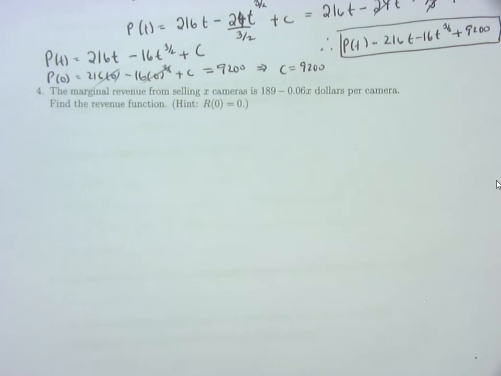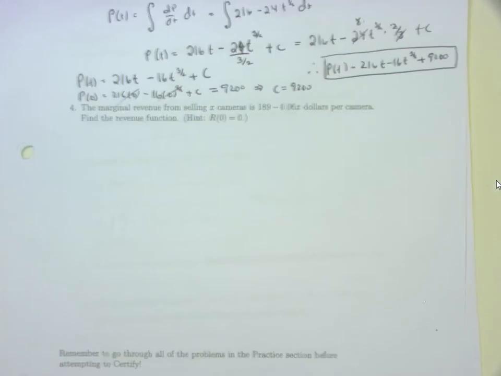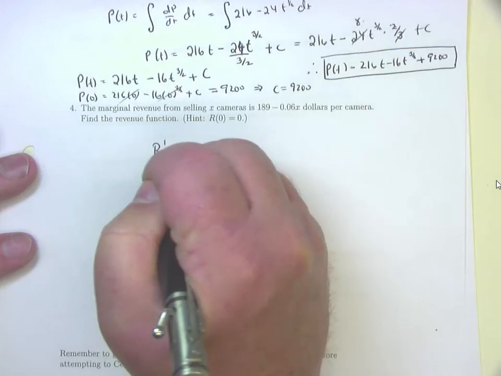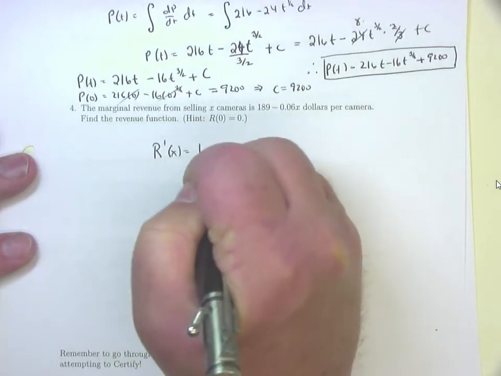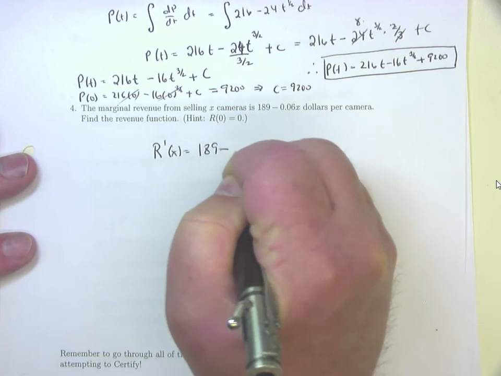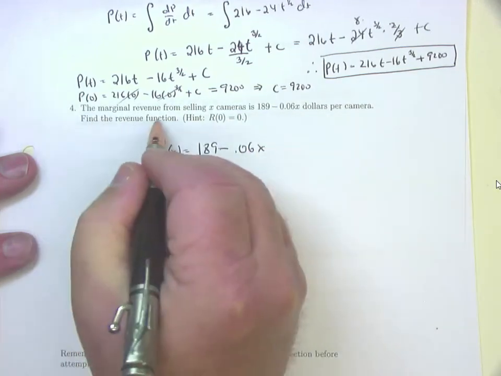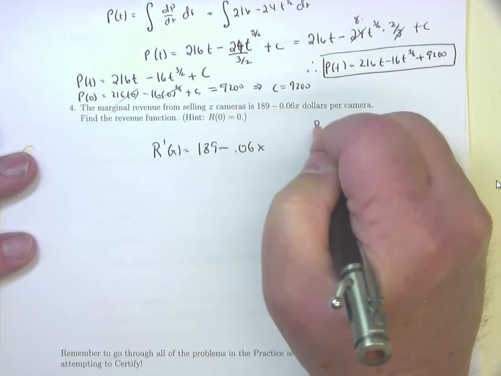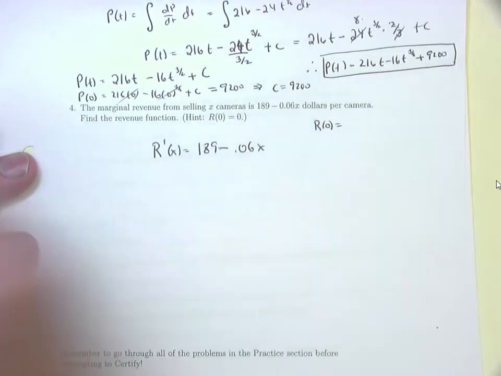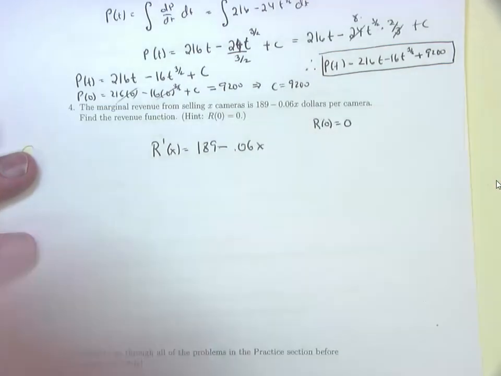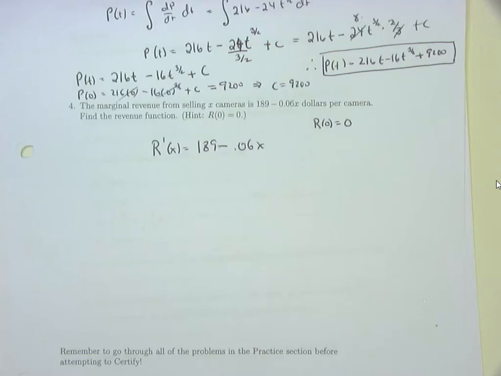So similarly, take a look at this last problem. What does marginal mean to you guys? Derivative. So the marginal revenue in selling x cameras is, so marginal would be my derivative, R prime, R being revenue, of x is equal to 189 minus 0.06x. Dollars per camera. Find the revenue, and hint, they're giving you the initial condition. If you sold no cameras, how much revenue did you bring into your company? No dollars. Okay, so big R of 0 equals 0.